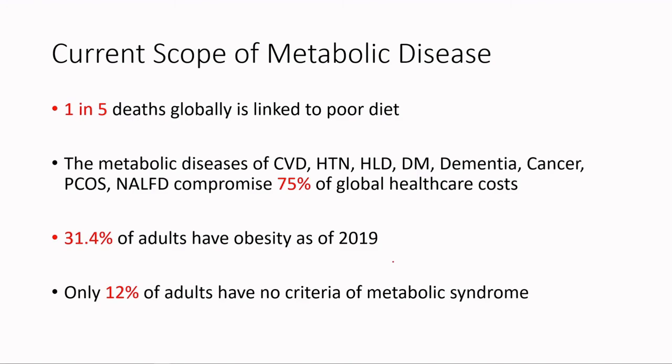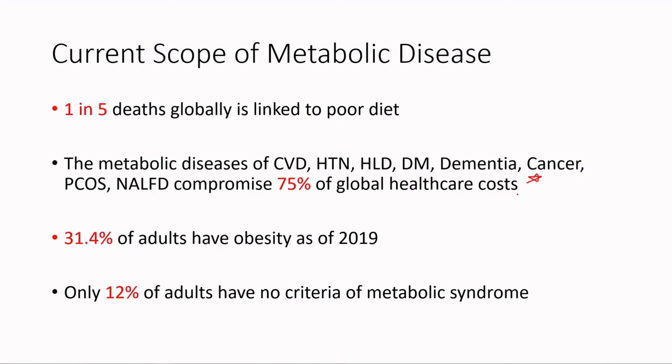Moving on to 2021. The current scope of metabolic diseases in this country is pretty bad. 1 in 5 deaths globally is linked to poor diets. The metabolic diseases listed here comprise 75% of the global healthcare costs, and a little less than 32% of adults have obesity as of 2019, and only 12% of adults in America have 0 of 5 criteria for metabolic syndrome.